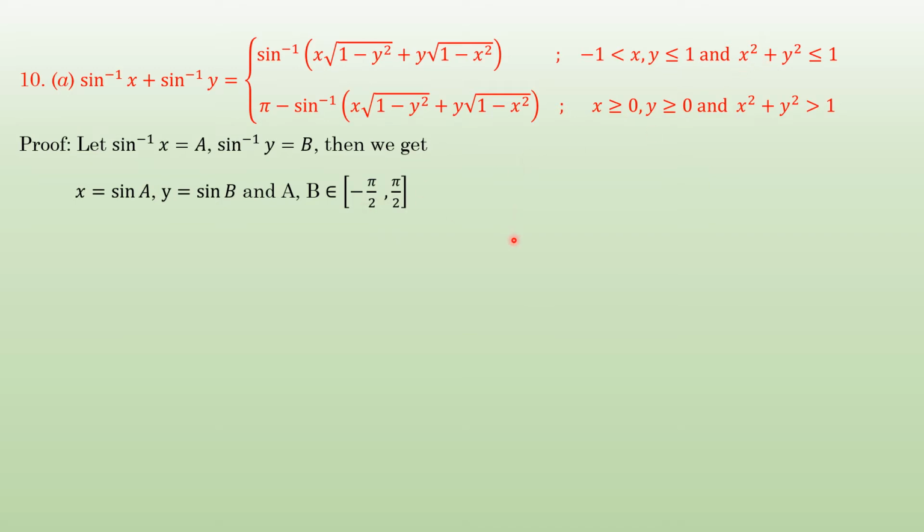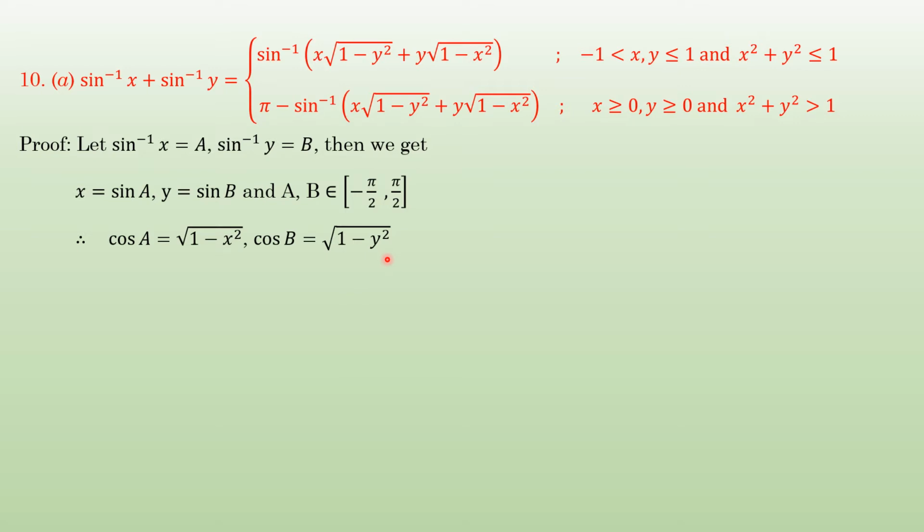And so after that, since x is equal to sin a and y is equal to sin b, we can find cos a and cos b also, like this. Cos a is equal to root over 1 minus sin square a, and sin a is equal to x, so that is equal to root over 1 minus x square. Similarly, cos b is equal to root over 1 minus sin square b, and sin b is equal to y, so it is root over 1 minus y square.